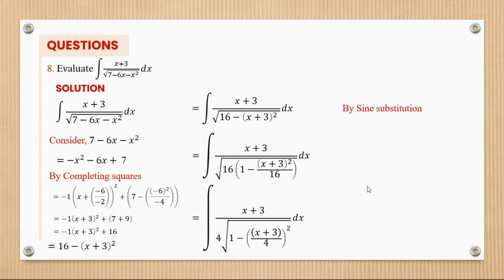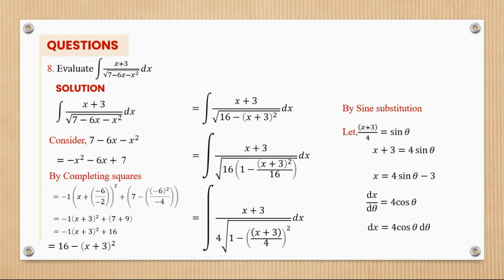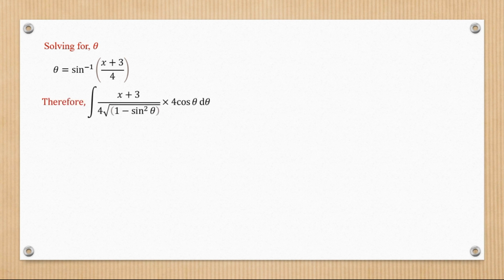Now by sine substitution, I can see that x plus 3 over 4 shall be equal to sine theta. Now I can cross multiply, and I'll have x plus 3 being equal to 4 sine theta, and if I make x the subject, x shall be equal to 4 sine theta minus 3. Now if I differentiate, I have dx by d theta being equal to 4 cos theta. Make dx the subject, and it shall be equal to 4 cos theta d theta. Let's solve for theta. We can say that theta shall be equal to sine inverse of x plus 3 over 4. Now when we substitute everything back, this is what we end up having.